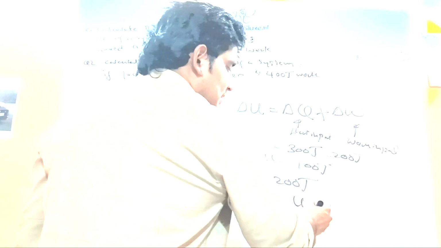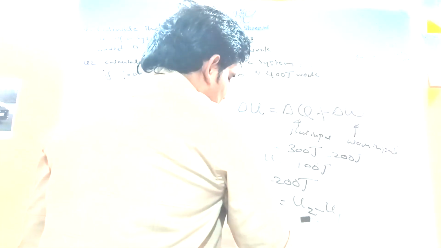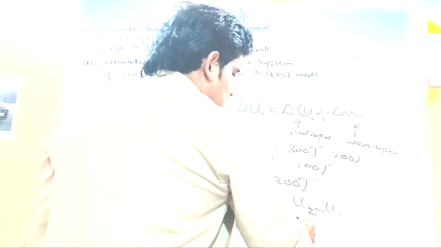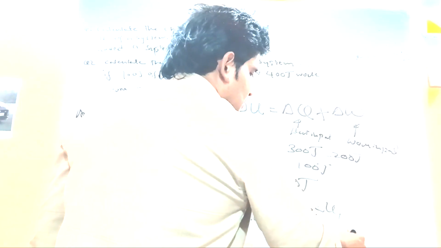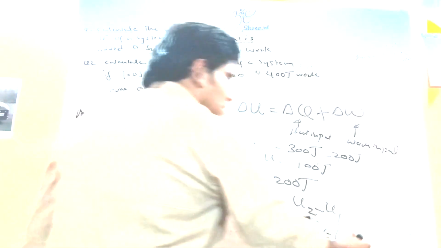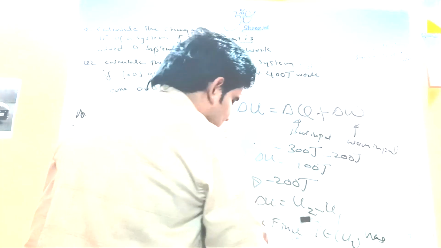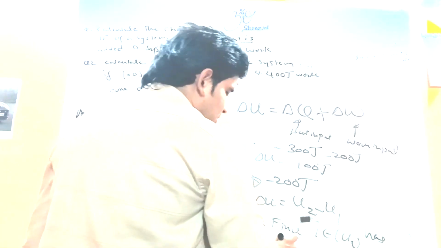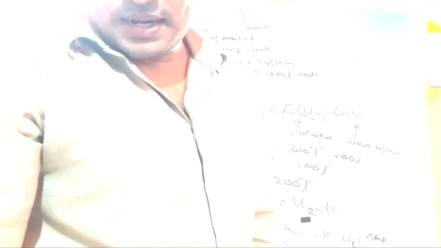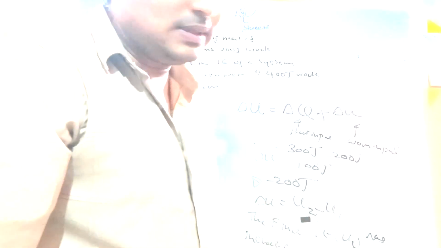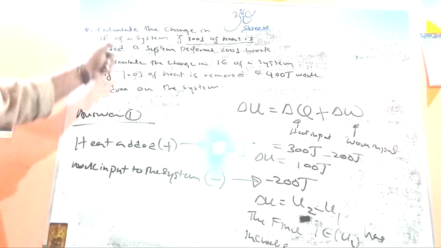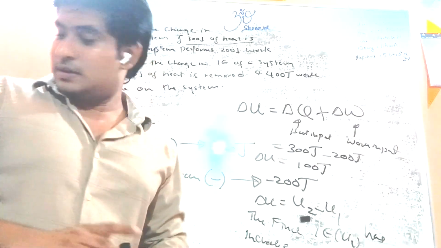So what is delta U? That is the final internal energy minus the initial internal energy, right? That means you can say the final internal energy U2 has increased, right? So you can call it like that. I hope that is clear. So that's all about the first problem. I hope that is clear.